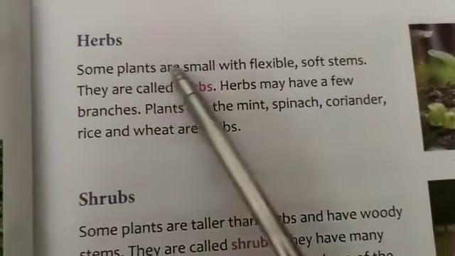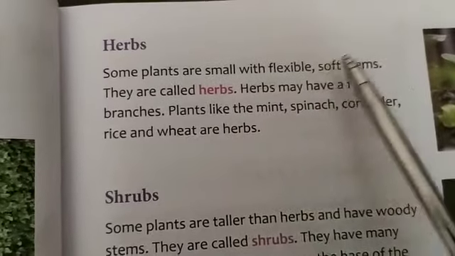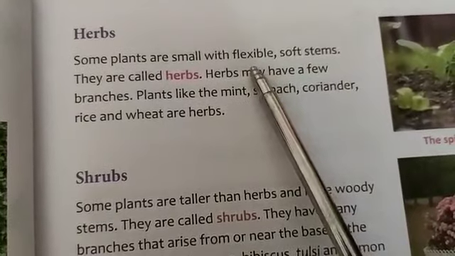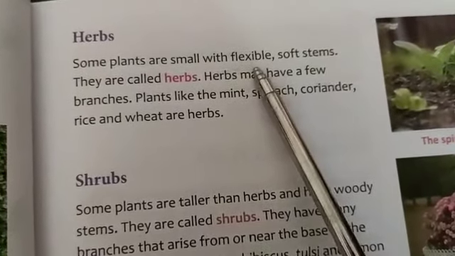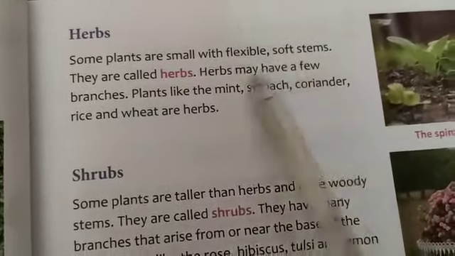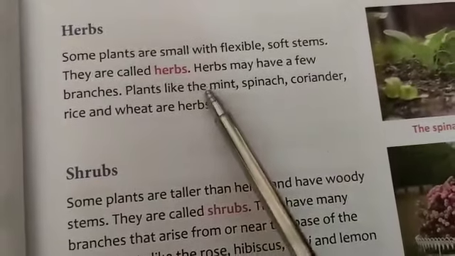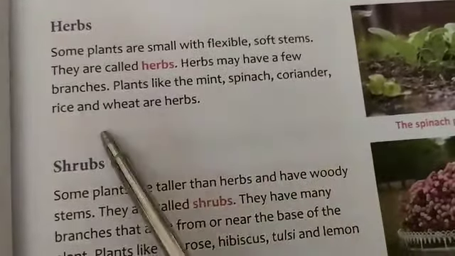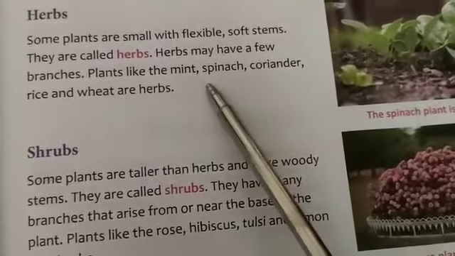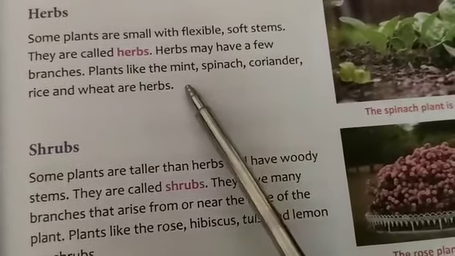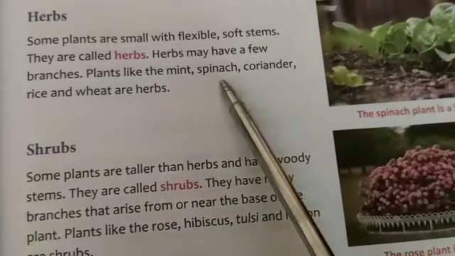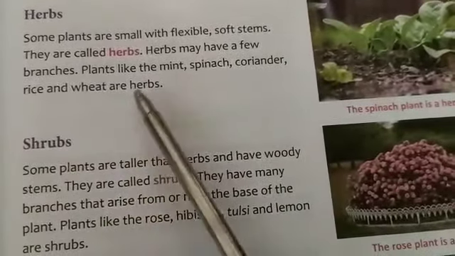Herbs. Some plants are small with flexible, soft stems. So, they can be bent easily. They are flexible. They are not very rigid. They are called herbs. Herbs may have a few branches. Plants like the mint, spinach, coriander, rice and wheat are herbs. You must have heard about the names of all these plants. Mint, you can make good chutneys with it. Mint, coriander. Then spinach, you eat this plant. Then rice and wheat, they are also herbs.